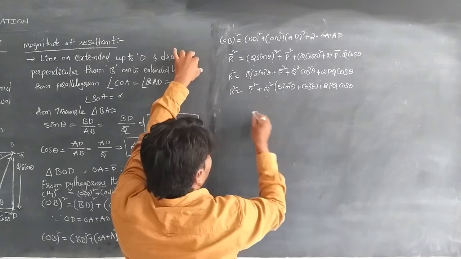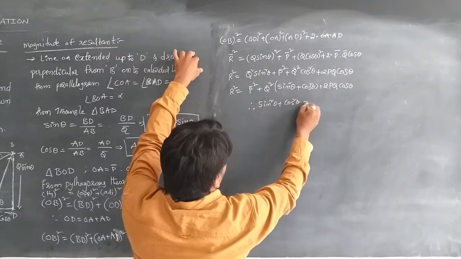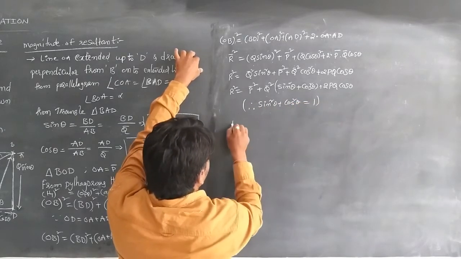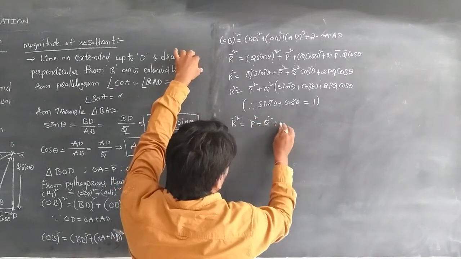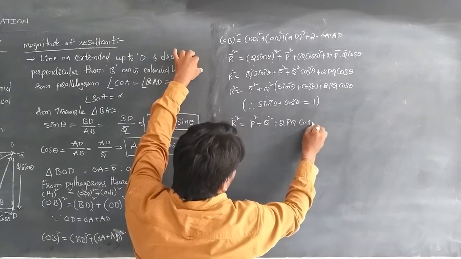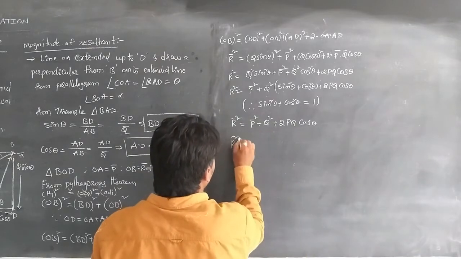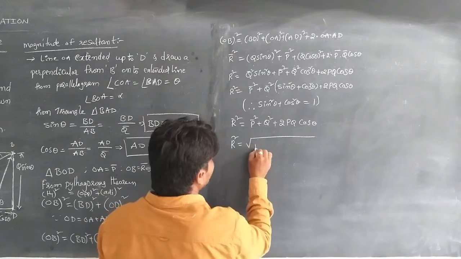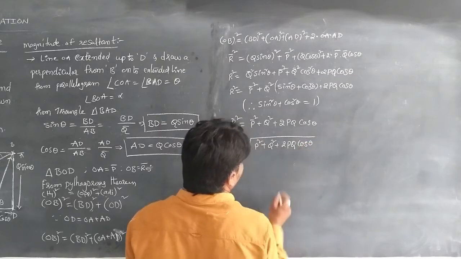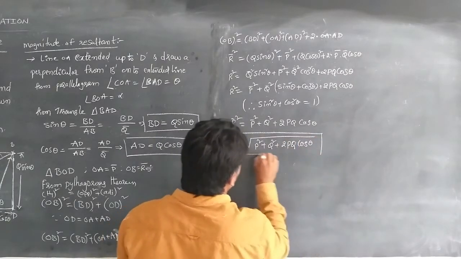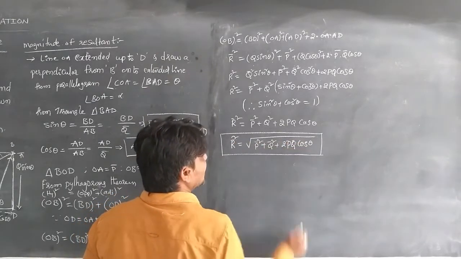Then we know that sin square theta plus cos square theta is equal to 1. So from that relation we get R square is equal to P square plus Q square plus 2PQ cos theta. This is the equation for the magnitude of the resultant, that is R is equal to root of P square plus Q square plus 2PQ cos theta. This will be the equation for the magnitude of the resultant.